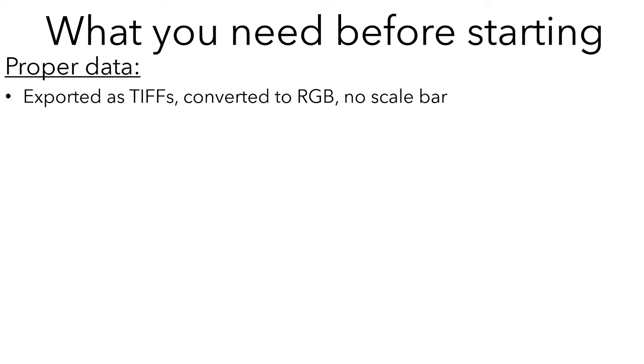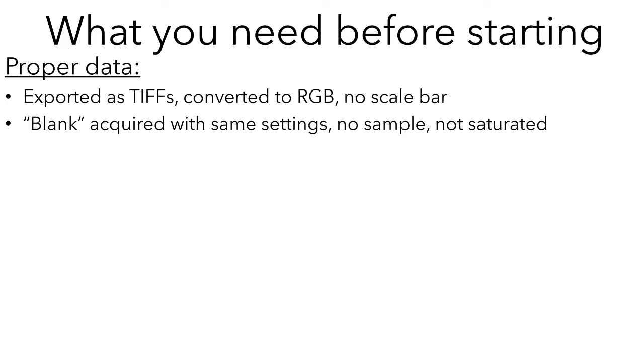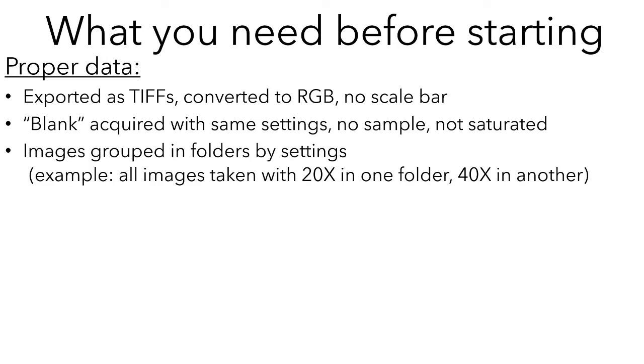Okay, what else? You have to have acquired a blank image with exactly the same settings that you used for your other images, but without a sample, and that blank image has to have been acquired in a way that it was not saturated, meaning that the pixel values were not at the maximum possible levels. If you have a blank image but it was saturated, the process I'm going to outline is not going to work. You should have your images grouped in folders according to their settings. So you may have acquired images with more than one objective.